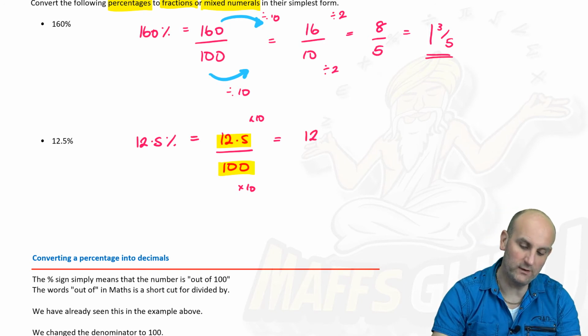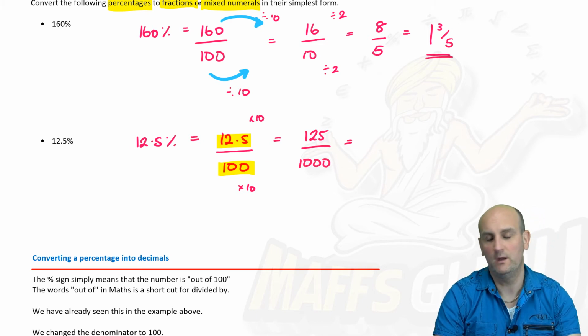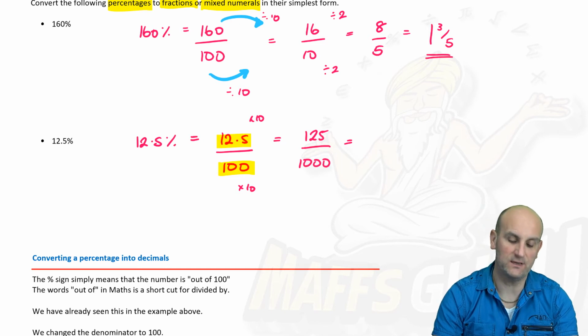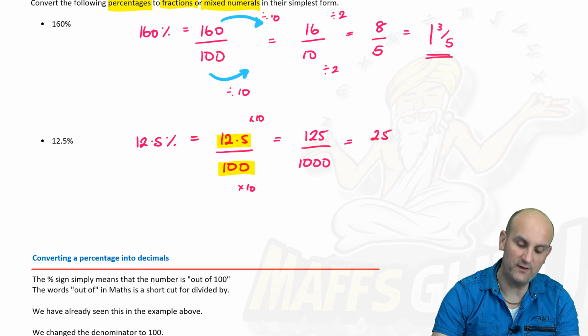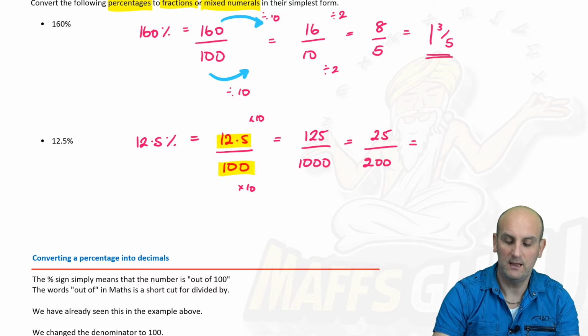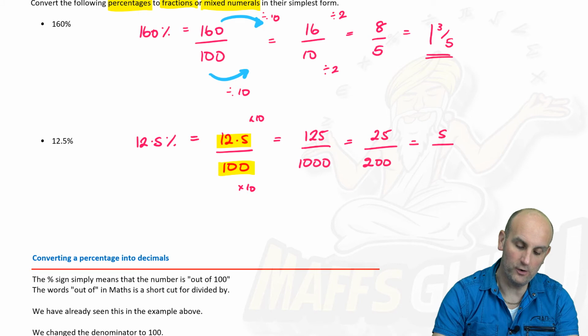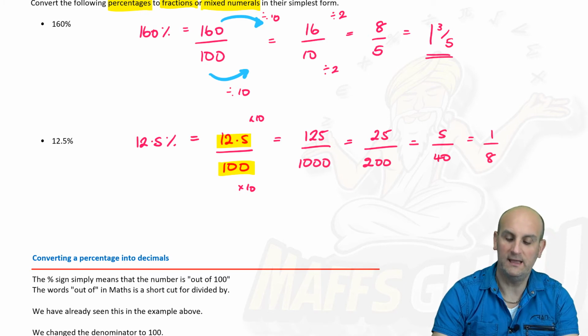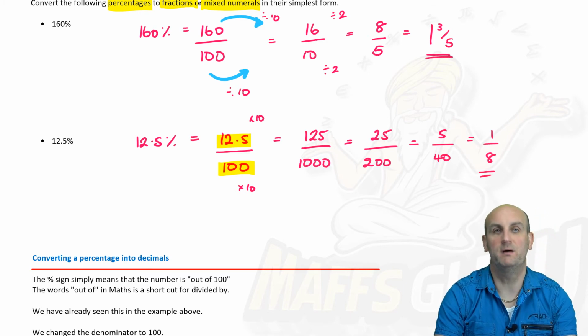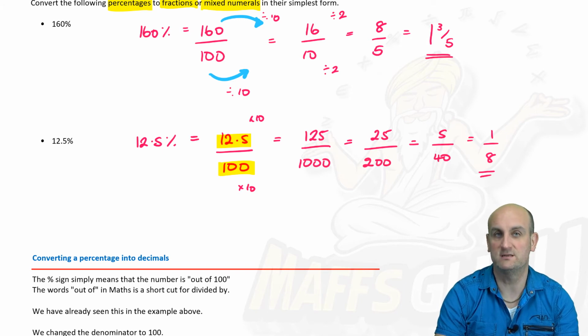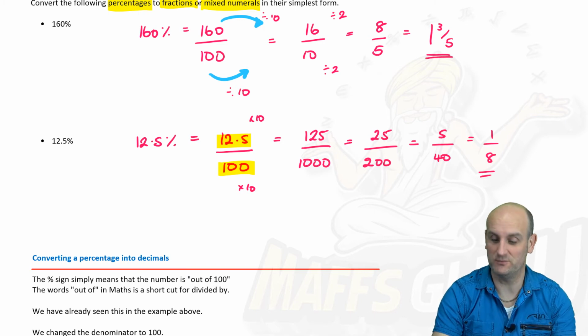So I end up with 125 on 1,000. What do I do now? Well, I start cancelling down. I know that 5's going to the top and the bottom, which gives me 25 on 200. And believe it or not, 5's going to the top and bottom again, which gives me 5 on 40. And I know that 5's going to that again, which gives me 1 on 8. Now, it seems like a lot of hard work, but I'm using basic division by 2 or 5 or 10, and I'm getting the right answer every single time, if I know my times tables, which hopefully I do.